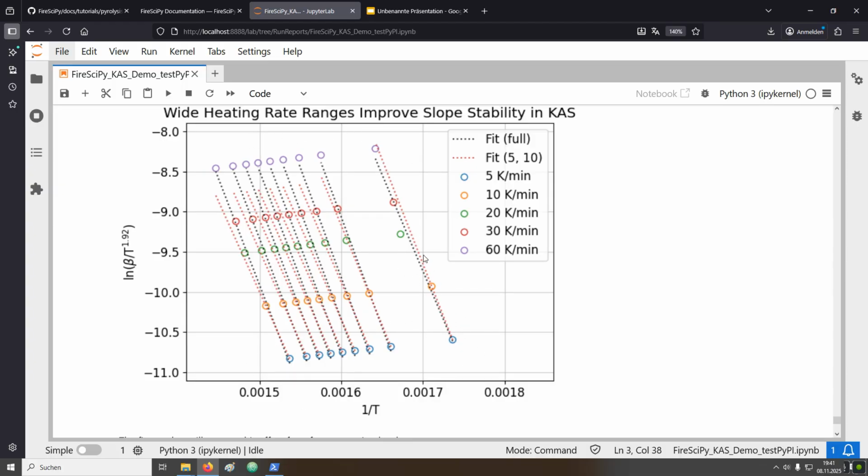More temperature programs provide more data points for each fit. These fits are indicated here by the black dotted lines. This allows to better capture the underlying trend, which is important because the slope of each fit is used to determine the apparent activation energy for a conversion level. I've illustrated this here by fitting the data points of only the two lowest heating rates. A notable difference is visible in the slopes between the black and red dotted lines, which leads to differences in the apparent activation energy.